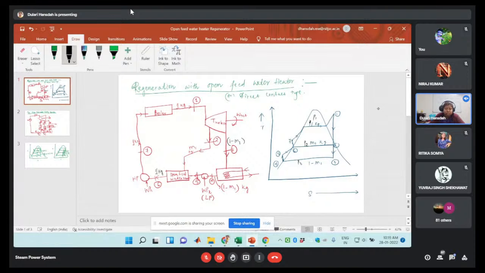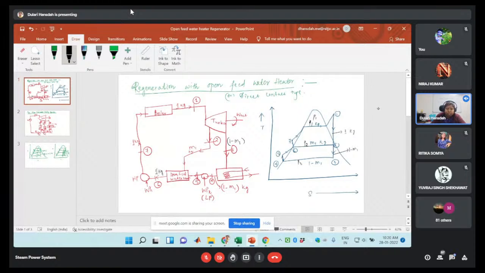Here the mass is 1 minus m1 kg. In this case, it will be 1 kg, or it is the m1 kg. It is 1 kg, then we are extracting the m1 kg, where here it is 1 minus m1 kg.